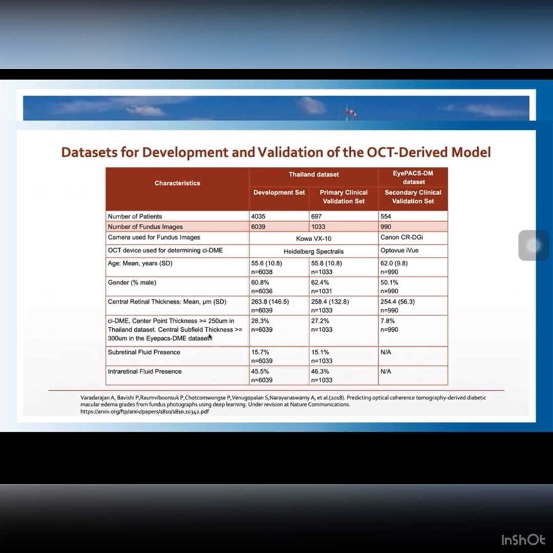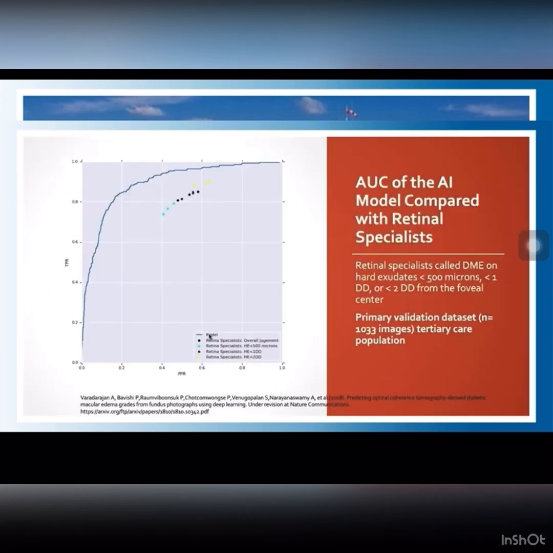images from the IPAX dataset. From internal validation of 1,000 color retinal photographs in the same dataset, you can see the blue line, which indicates the ROC curve of the model, which performs better than the 3 retinal specialists who graded the color retinal photographs to detect DME. You can see the dots of the retinal specialists over here, but the ROC curve is far better.